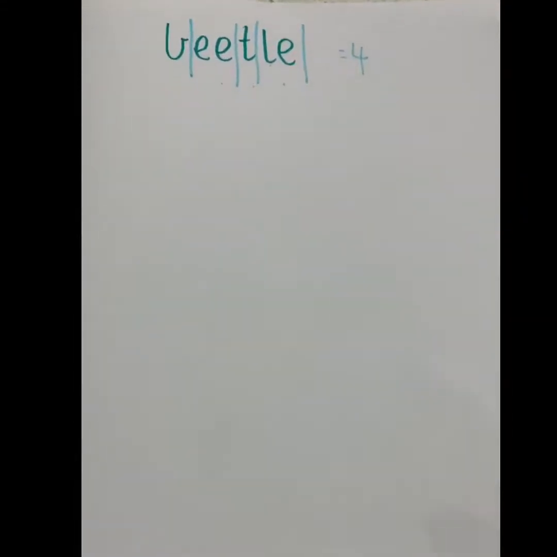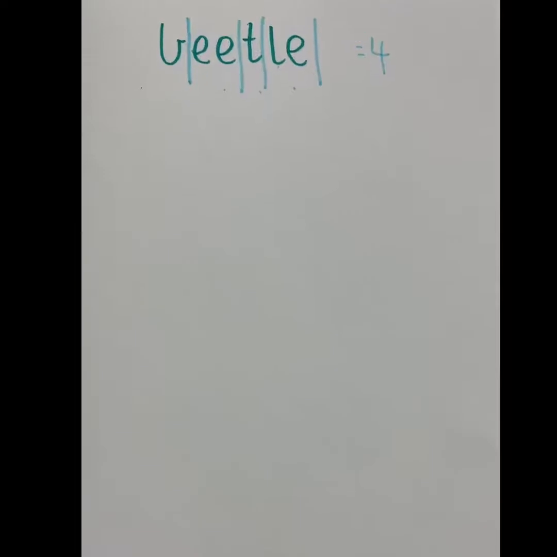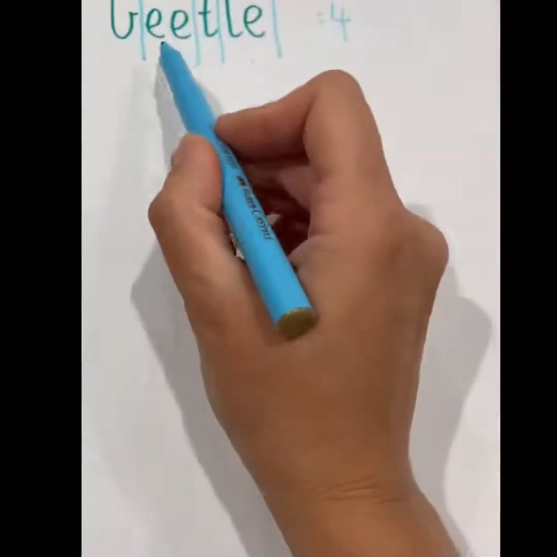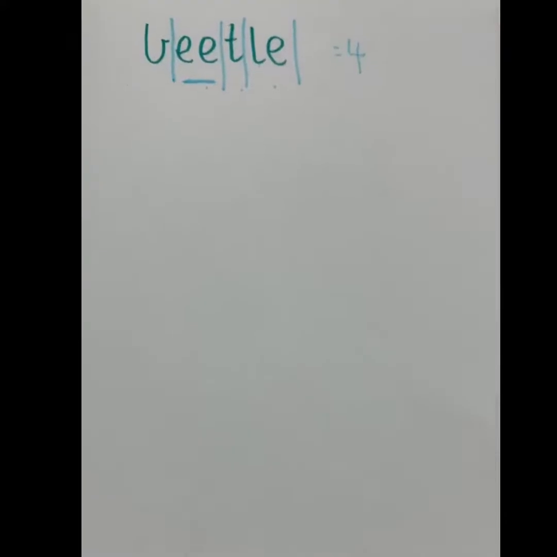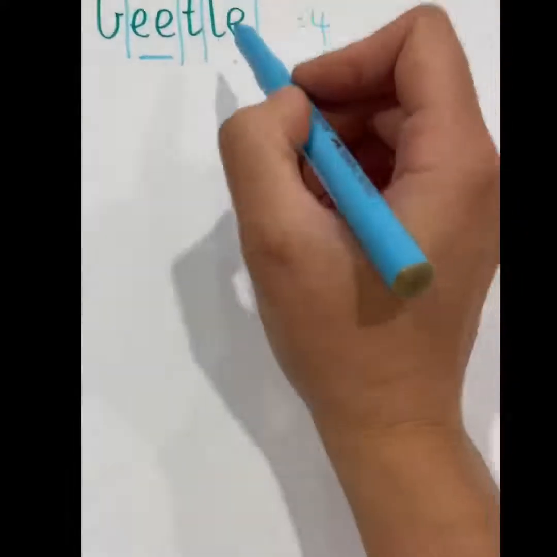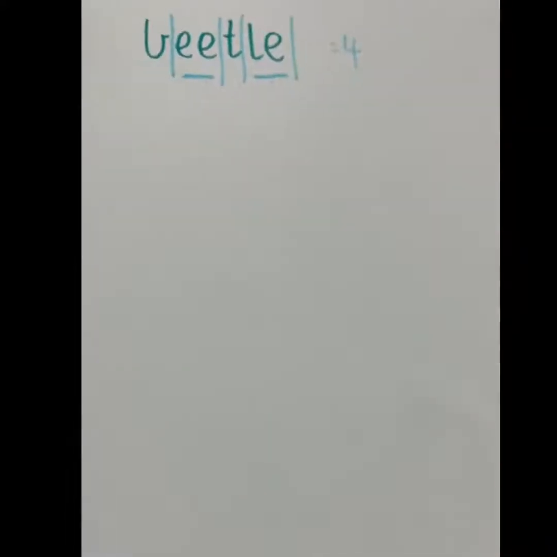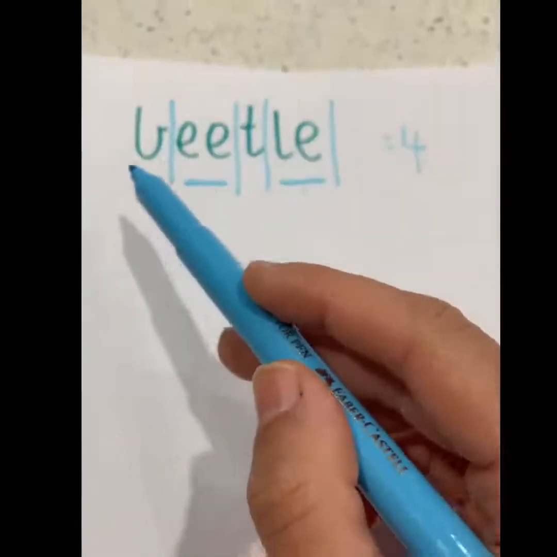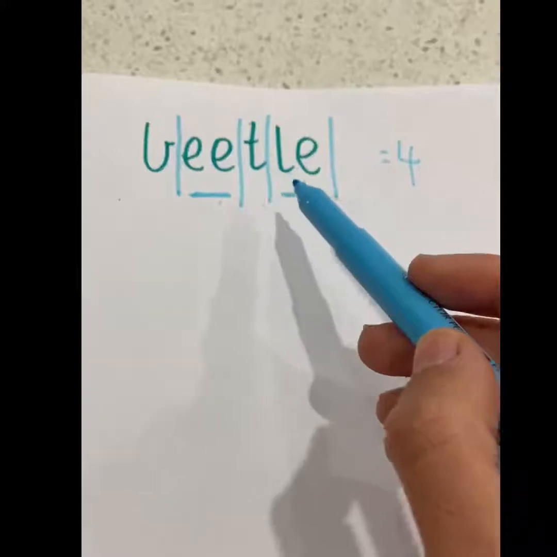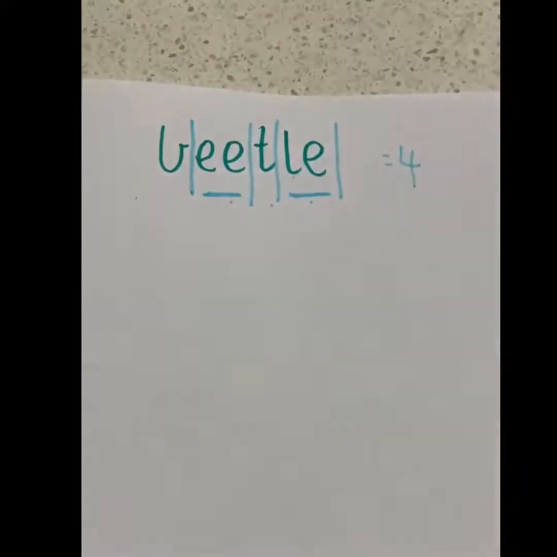So that tells me that some letters are working together. I can see here that the E's are working together. So that's a digraph. And the LE is working together also to make that sound ul. B, e, t, ul. 4 sounds. And the beetle.